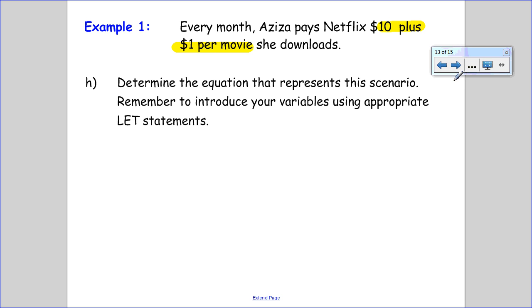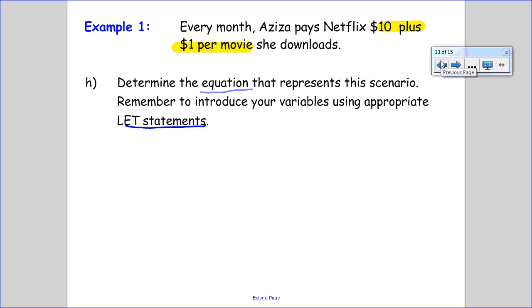What's the equation that represents this scenario? And again, I've lost the highlighter, so I'm just going to underline. We're looking for the equation, and we need let statements. Now, the let statements, ooh, that was cool. It just erased and disappeared. I wonder why. It's fading. Interesting. Anyway, we need the equation.